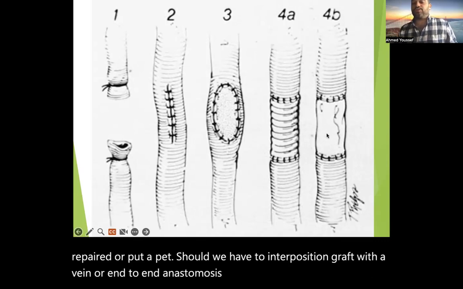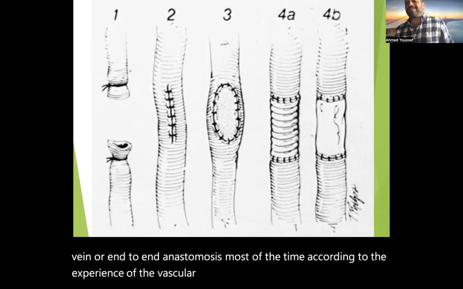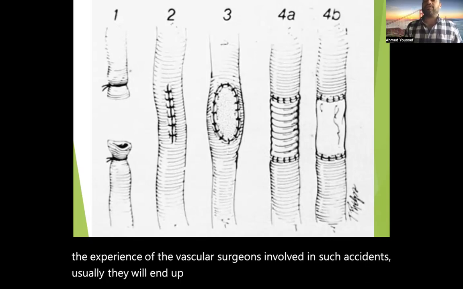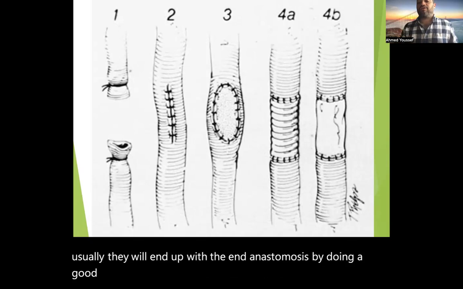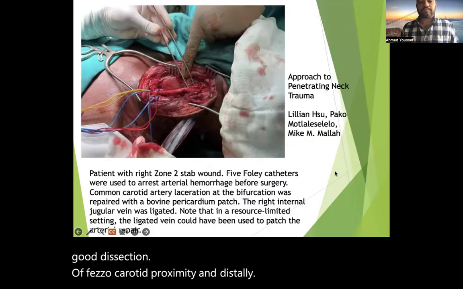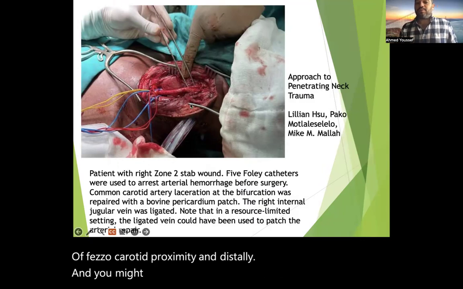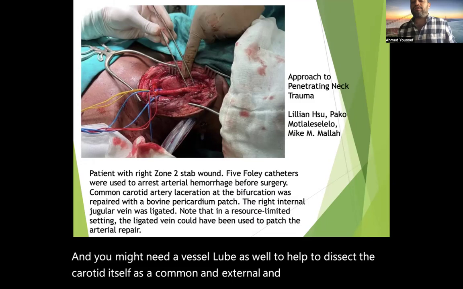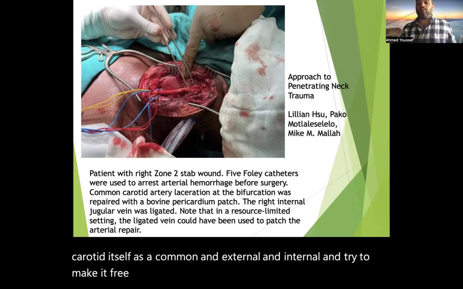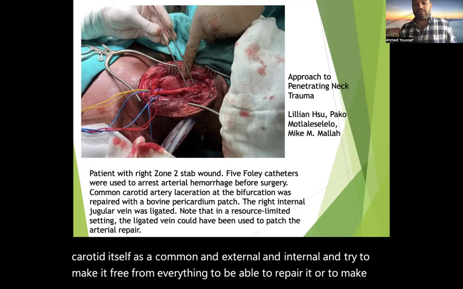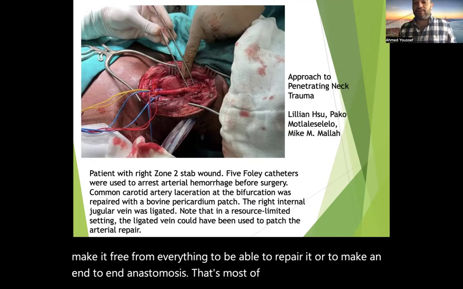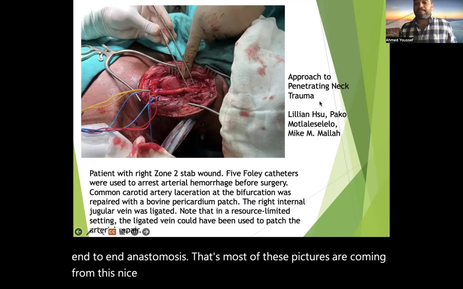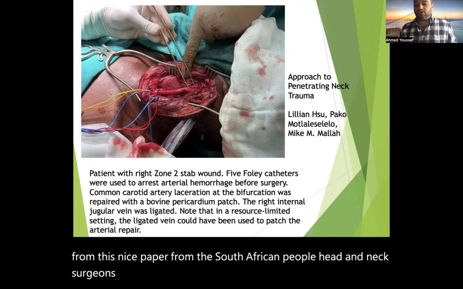Most of the time, according to the experience of the vascular surgeons involved in such cases, they will end up with the end-to-end anastomosis by doing a good dissection of the carotid proximally and distally. You might need a vessel loop as well to help dissect the carotid itself, the common, external and internal, and try to make it free from everything to be able to repair it or make an end-to-end anastomosis. Most of these pictures are coming from this nice paper from the South African head and neck surgeons about how to manage penetrating neck trauma.